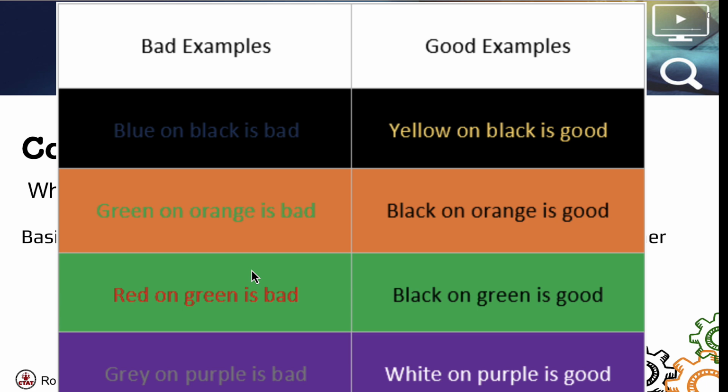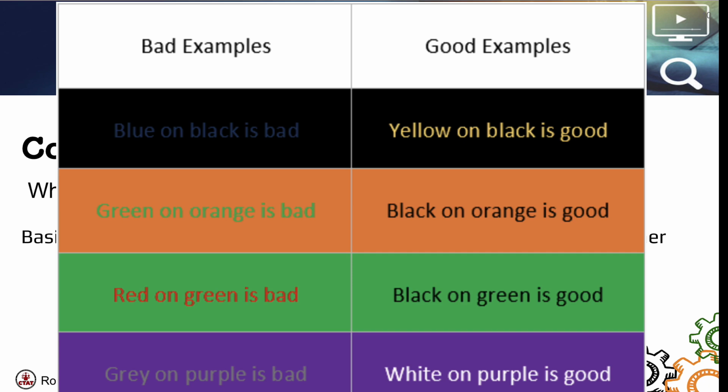Red on green. Red text generally is not a good idea unless you're using it solely on a white background, or sometimes on a black background, but more times than not, stay away from it. But the good examples: a light yellow on black, black on green is good. It's getting a little fuzzy, but basically light on dark or dark on light.